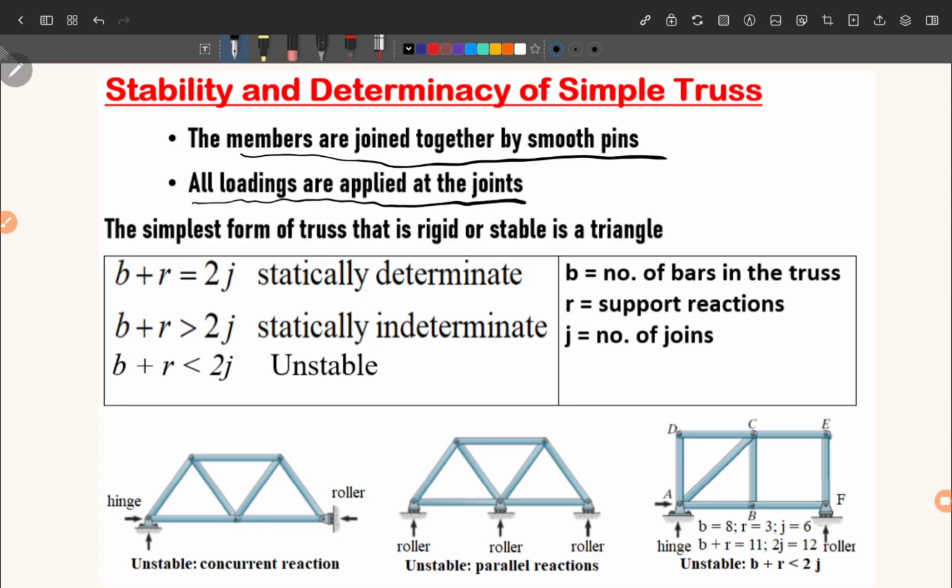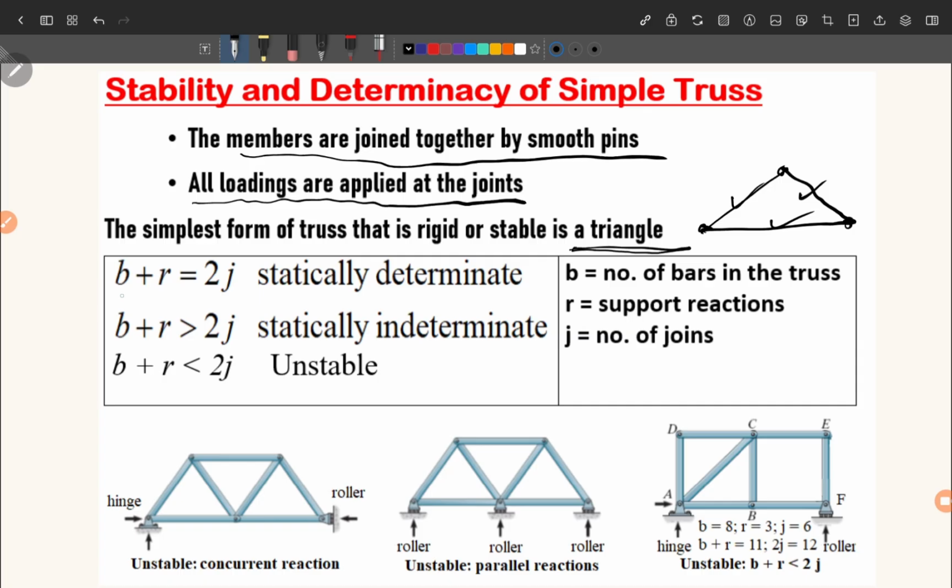Now the simplest form of truss that is rigid or stable is a triangle. So if we get a triangular shape, you can easily say that okay, this can be a stable structure. These sides will remain as it is. Now we look at the conditions for stability and determinacy of this truss.